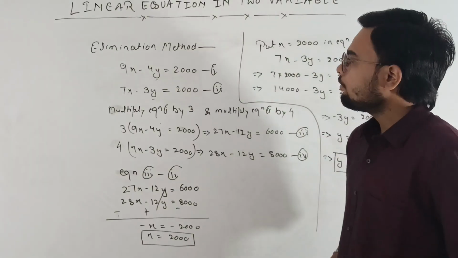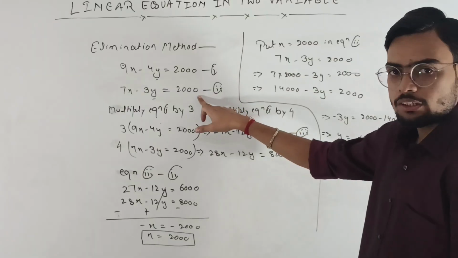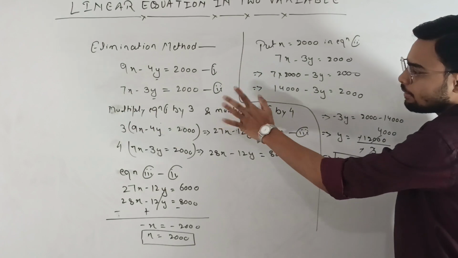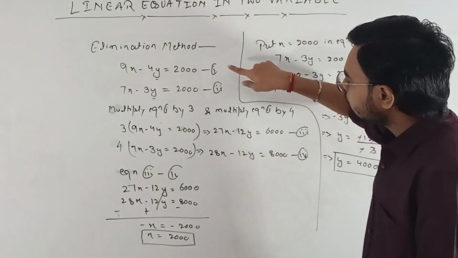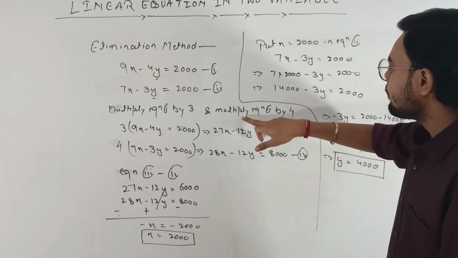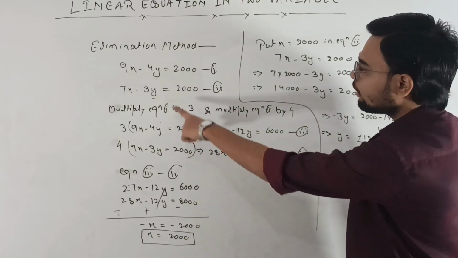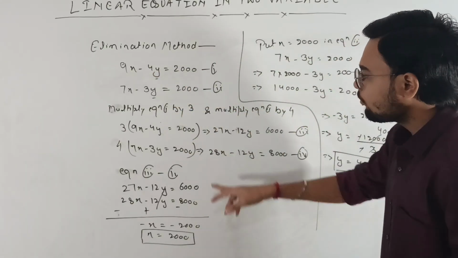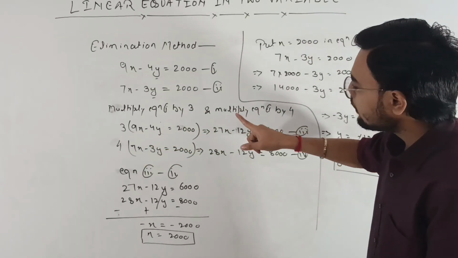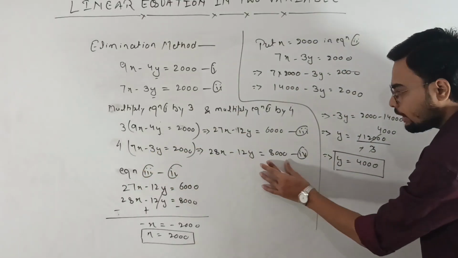Let's see it again. What we have? We have a pair of equations 9x minus 4y is equal to 2,000 and 7x minus 3y is equal to 2,000. And we have to solve this by using the elimination method. So what I do? First I assume this is my equation first and this is my equation number second. Now after assuming, I multiply equation 1 by the coefficient of y of equation 2, that is 3, and multiply equation second by the coefficient of y of equation number first, that is 4. Okay, now multiply equation 1 by 3, then we get 27x minus 12y is equal to 6,000. And if I multiply equation number second by 4, then I get 28x minus 12y is equal to 8,000.